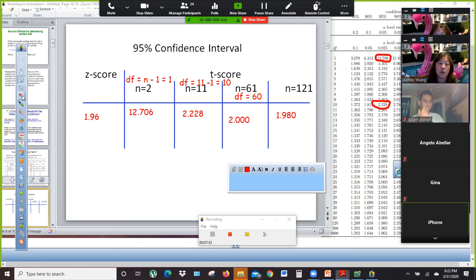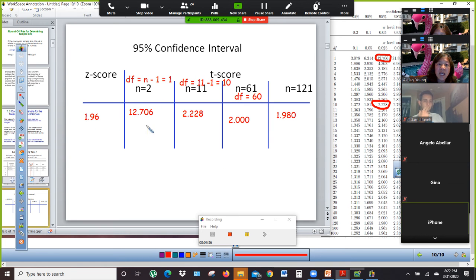The other thing I really want you guys to notice is, look, when my n is 2, I've only sampled 2 items, then my standard deviation is going to be pretty much crap, right? So I need to have a really big t-score to make up for that. But as my n gets bigger, n is 11, my t-score becomes a lot smaller, closer to the 1.96, because my S, my sample standard deviation, starts becoming better. So here, my S is not very good. Here, my S is better. Here, my S starts getting much closer to what it should be. So I only need a t-score of 2.00.